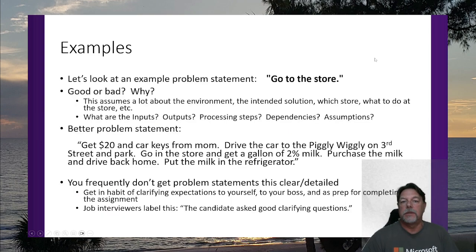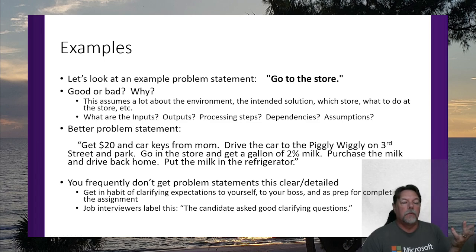Okay, so let's look at some examples of algorithms and talk about what makes a good algorithm and a bad algorithm. So if we're sitting around the house and I say, go to the store, we're out of eggs, go to the store, I have given you a problem statement, but is it a good problem statement? And that begs the question, well, what makes a problem statement good or bad?